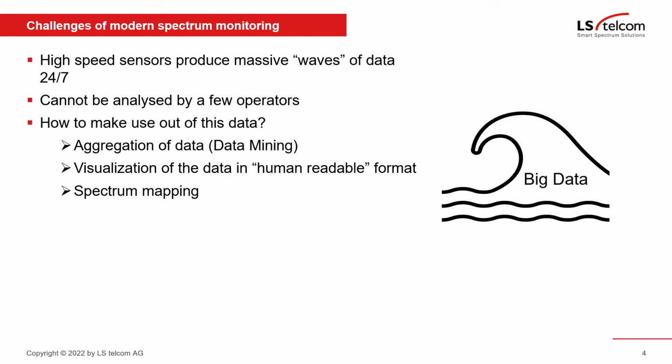So to make use of this data, you need software which is able to aggregate the data in an intelligent way, which is often called data mining. That means making something useful from the raw measurement data, something which can be understood and read by humans, and visualizing the data in a human-readable format. This is called spectrum mapping.